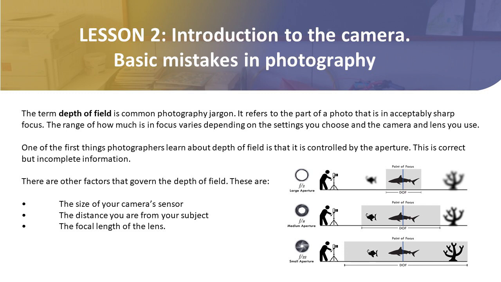That was kind of confusing when we addressed it in the previous slide. So the term depth of field is common photography jargon, like the street language of photography. It refers to the part of a photo that is in an acceptable, sharp focus, the part of the photo that is clear to see. So the range of how much is in focus varies depending on the settings you choose and the camera and lens you use.